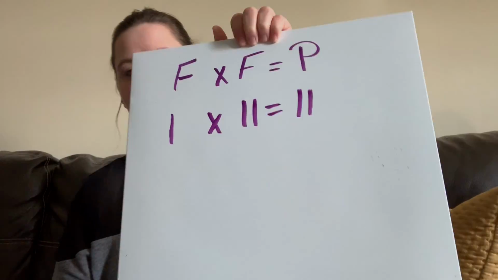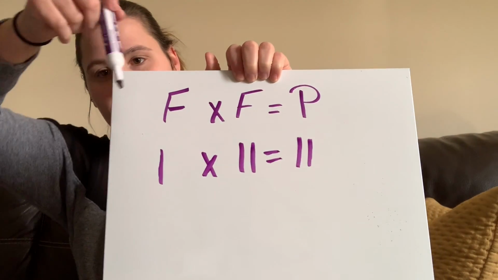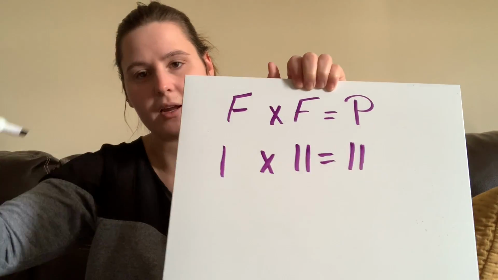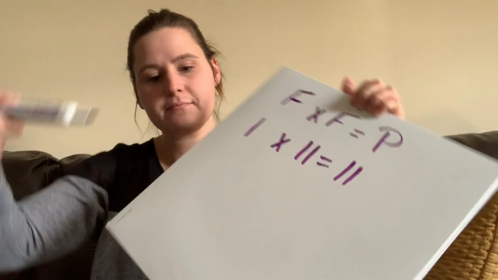And last one. So I have a factor of 1, and then I have 11. So what is 1 times 11? What would that product be? 11. Good job. Okay, so then we have 1 times 11 equals 11. So that's the product, the two factors.